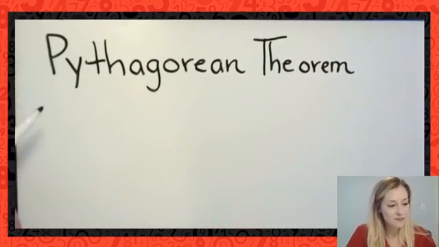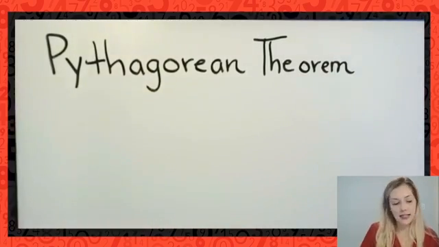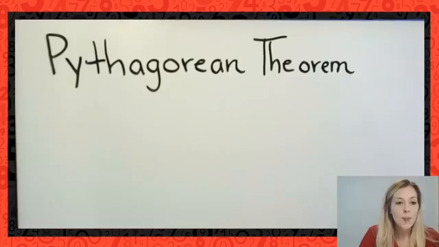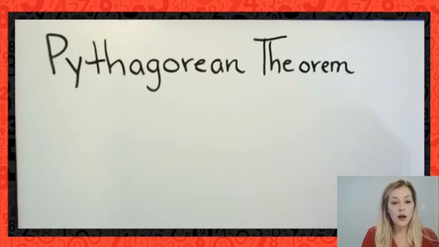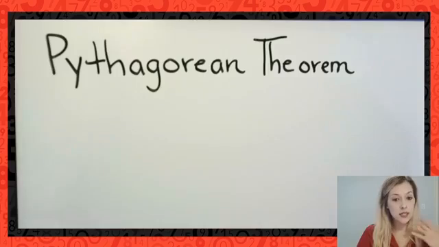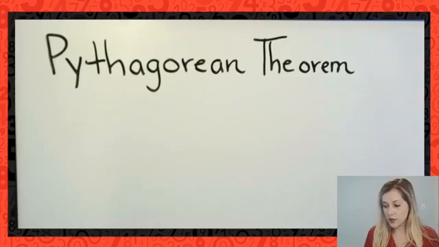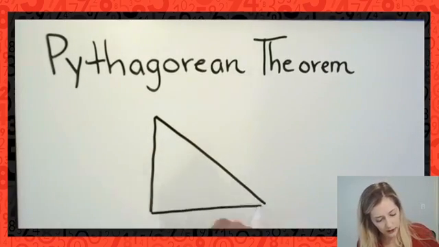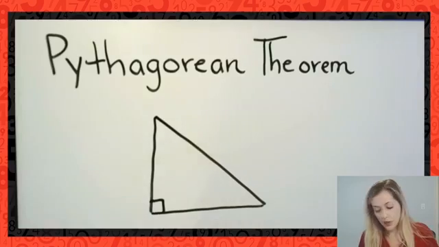So this theorem tells us, and I'll maybe say it out loud first, and then I'll summarize it algebraically on the board here. But it tells us that the square of one leg of a right triangle plus the square of the other leg of the right triangle is equal to the square of the hypotenuse. So let's draw a right triangle here. We already mentioned that we're only talking about right triangles today, right?